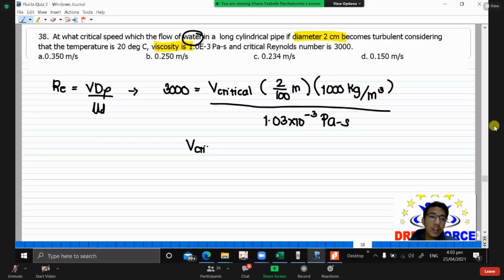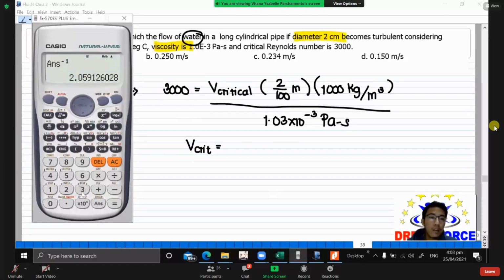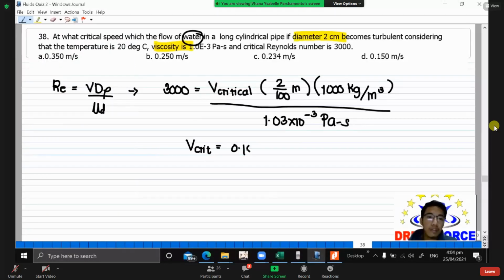So unit consistent na yan, pwede mo nang kunin yung ating critical velocity. So we have 3,000 times 1.03 times 10 raised to negative 3 divided by 20, divided by 20. So we have 0.1514 or 0.1545 meters per second. So nearest to letter D, 0.15 meters per second.